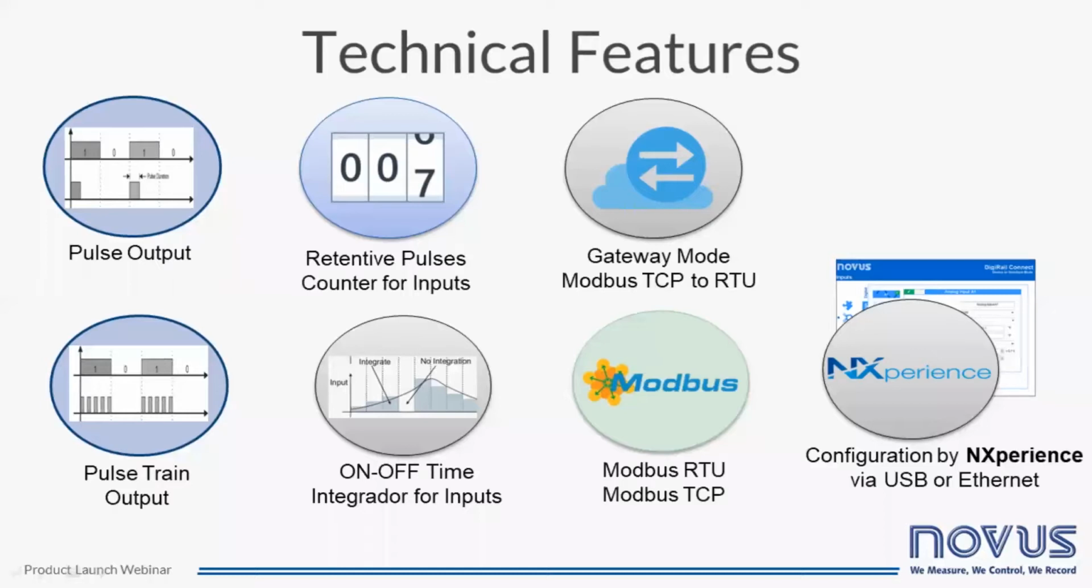The Ethernet interface has the Modbus TCP server protocol, which means it can be a slave in TCP networks. The RS-485 interface has both master and slave Modbus RTU protocols. The normal use is as a slave in a Modbus network, but DigiRail Connect can be used as a gateway between a Modbus TCP network and a Modbus RTU network. Later, we will see the topology to understand how it works as a gateway. All parameter configuration of DigiRail Connect is made through the NXperience software, which can configure it by USB or by Ethernet connection.